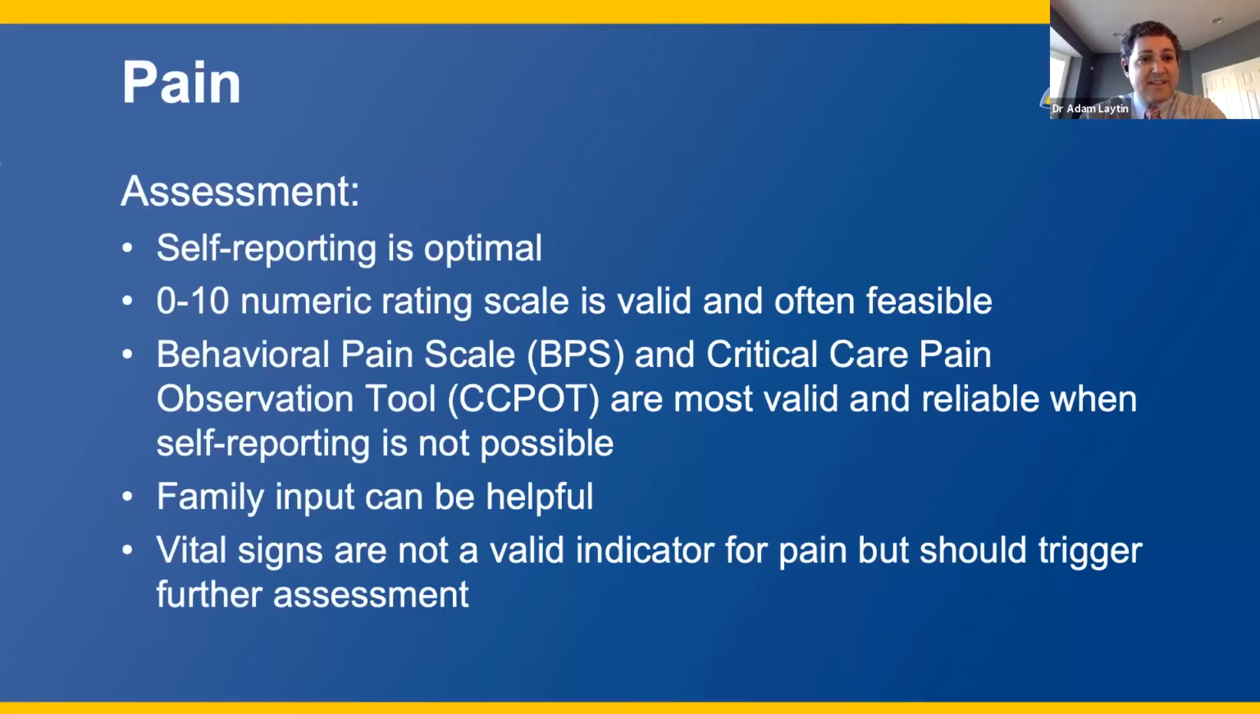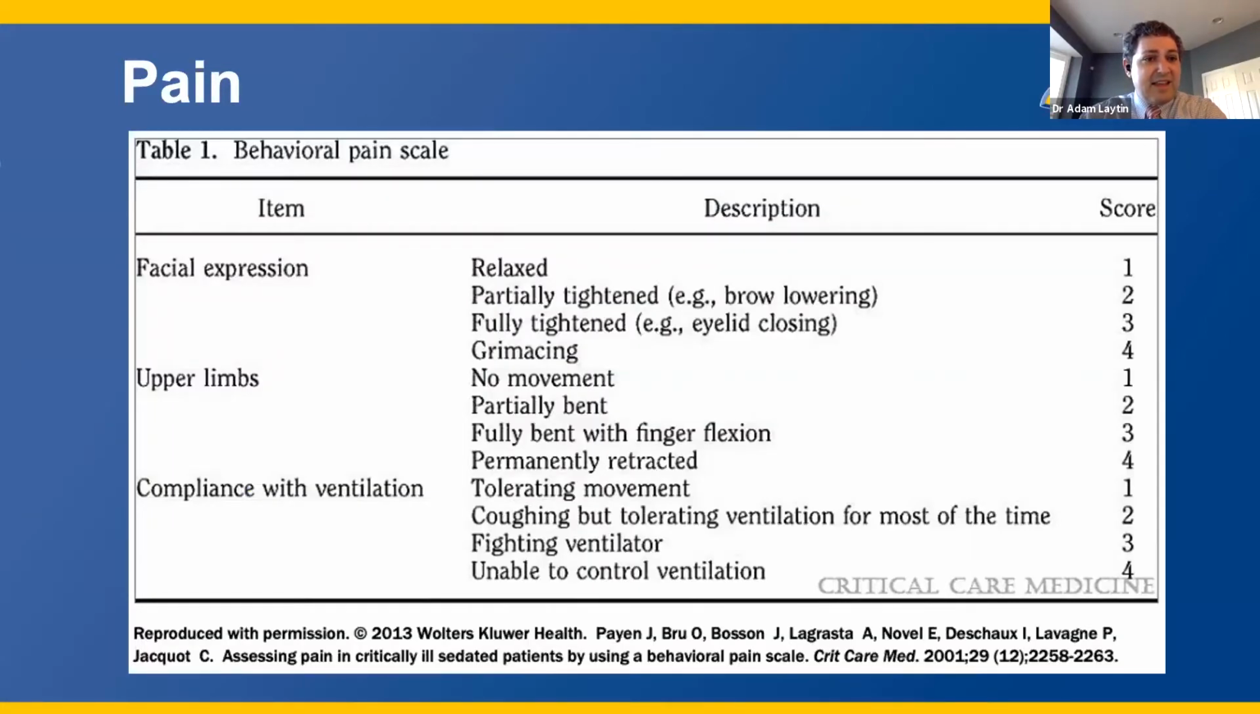So I mentioned the behavioral pain scale. This is a snapshot of what that scale looks like. You're looking at the patient's facial expression, upper extremity movements, and their compliance with the ventilator. So if a patient is relaxed, not moving their arms, and tolerating mechanical ventilation and repositioning without difficulty, that would be a very low pain scale. If somebody is grimacing, has their arms flexed up in a defensive posture, and is fighting or asynchronous with the ventilator, those would all be markers to say that the patient has inadequately treated pain.